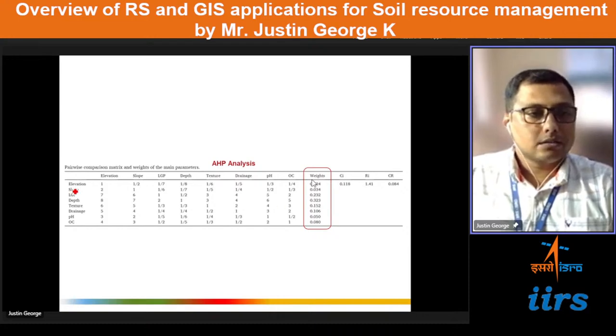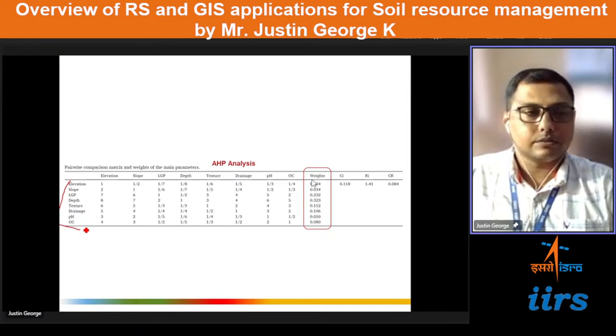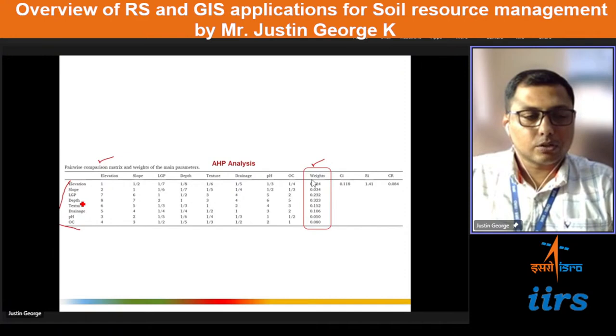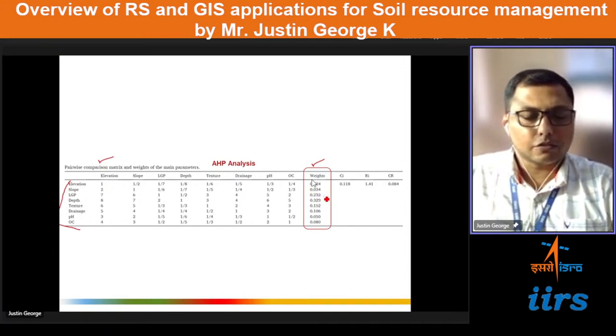All these listed parameters were subjected to a pairwise matrix comparison using an AHP analysis, and you can see the weightages of all these different parameters. Among these, the highest weightage is with respect to depth, then the length of growing period.